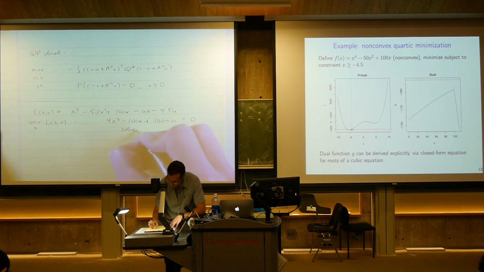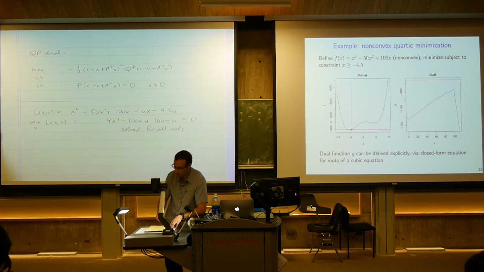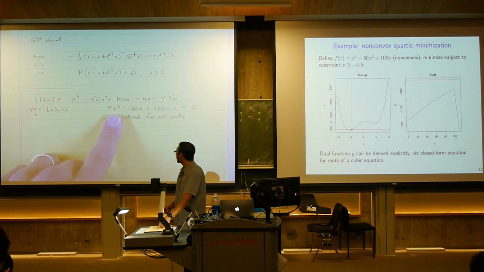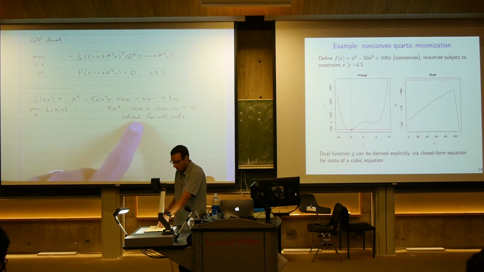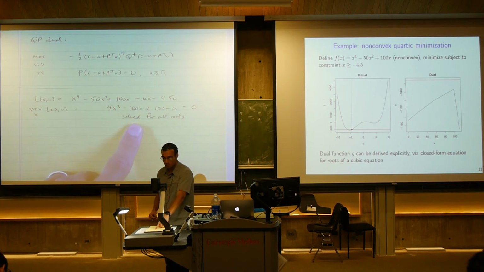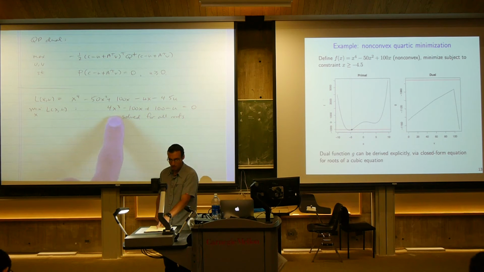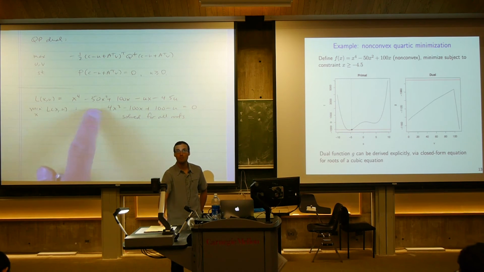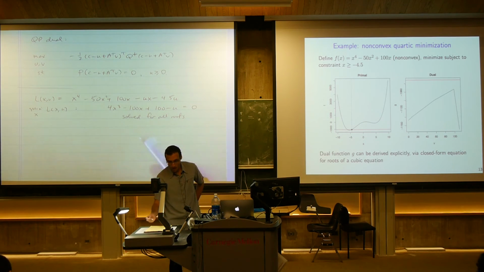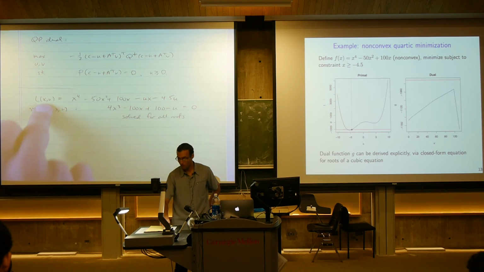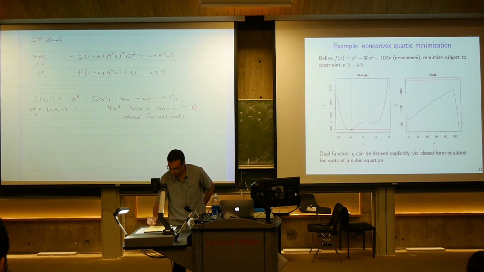I solved for all the roots of this cubic in x, which we can do because there are closed form expressions for the roots of a one-dimensional cubic. Then I had to compare them, because this has multiple roots, in terms of their original Lagrangian value to get the actual minimum. Eventually I could explicitly write out all of the roots and compare them all. That defined for me the dual function.